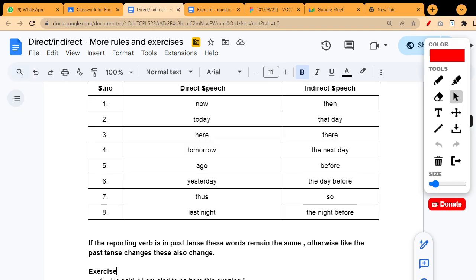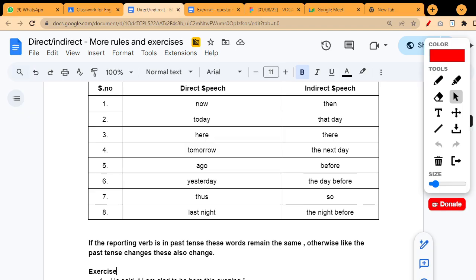Okay? So if the reporting verb is in past tense, then automatically if the actual words are in simple present, they'll get converted to simple past. If they are in present continuous, they'll get converted to past continuous, and so on. But now I'll show you an example of this rule number 5. Okay?